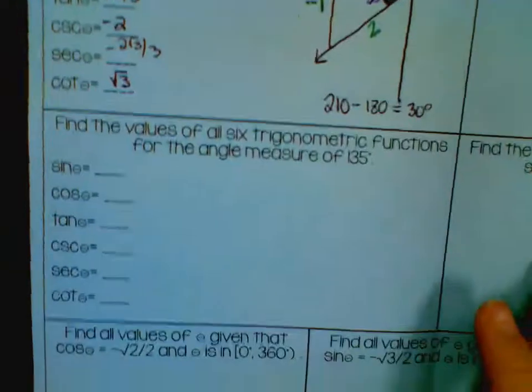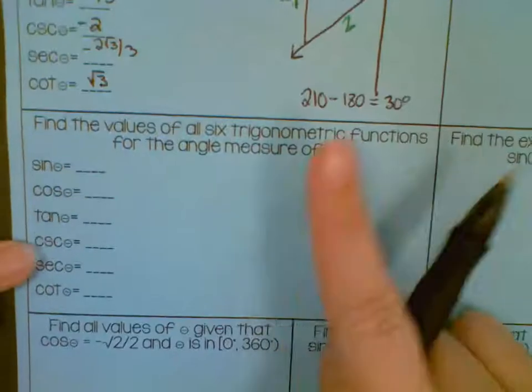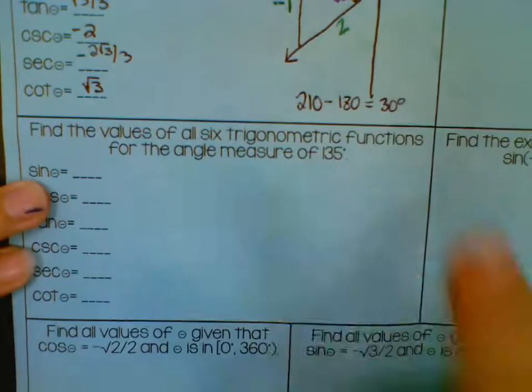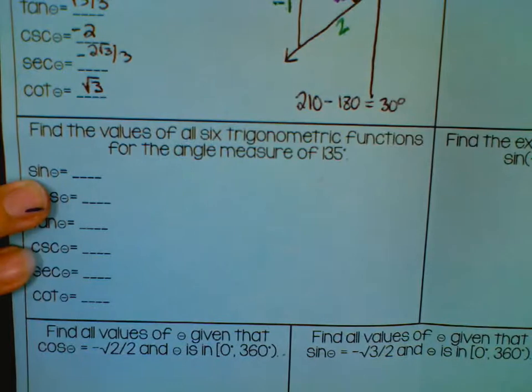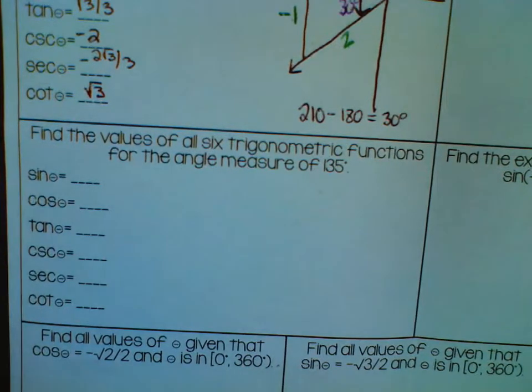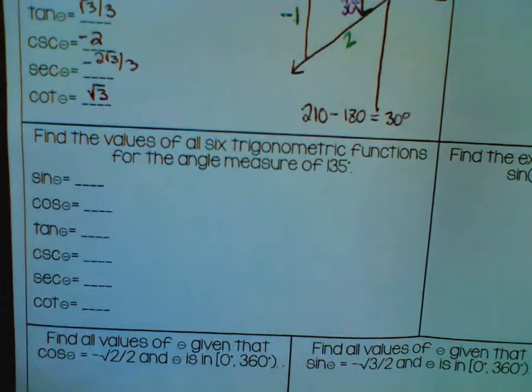Okay, so I would like you to try the next example. We do the same thing. So figure out which quadrant you're in, find your reference angle, and then draw your perfect triangle. It's either going to be a 30, 60, 90 or 45, 45, 90, and then you can find all your trig values. So go ahead and pause and try that next example.